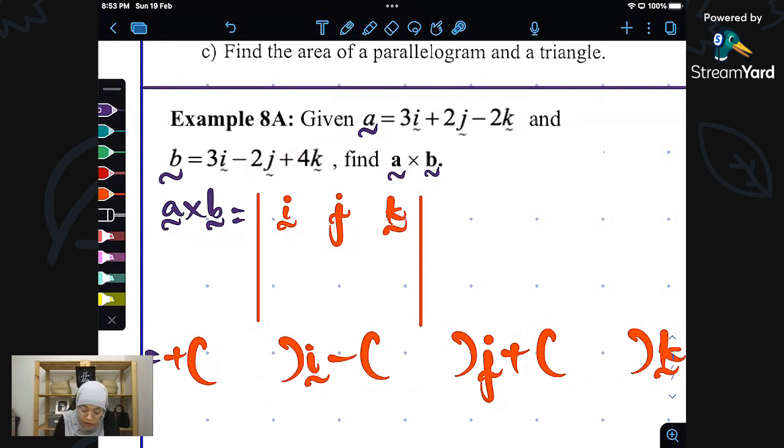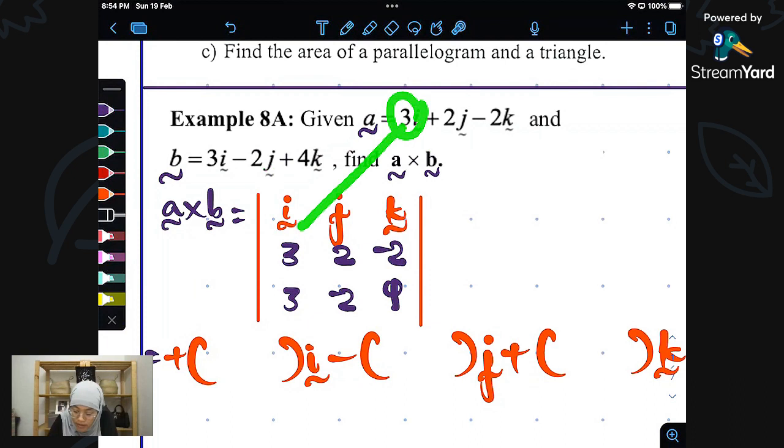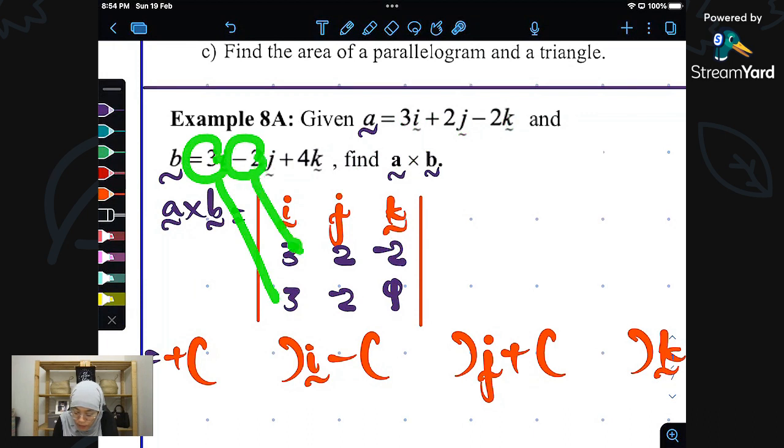So first thing first is just putting the numbers of the vector A. So this is 3, 2, negative 2. And then the vector B is 3, negative 2, 4. Double check. You must double check because you might write wrongly. So 3, negative 2, and positive 4 is all correct there.